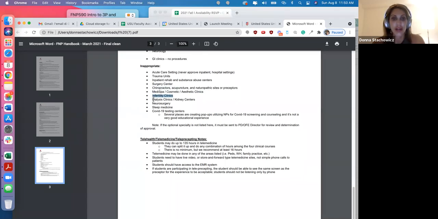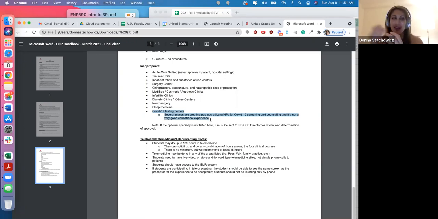Infertility clinics, again, not allowed. Dialysis clinics, kidney centers, nope. Neurosurgery, not allowed. Neurology is. Sleep medicine, not allowed. COVID-19 testing centers: there are a lot of them, and they're looking for students because they want to take advantage of you.